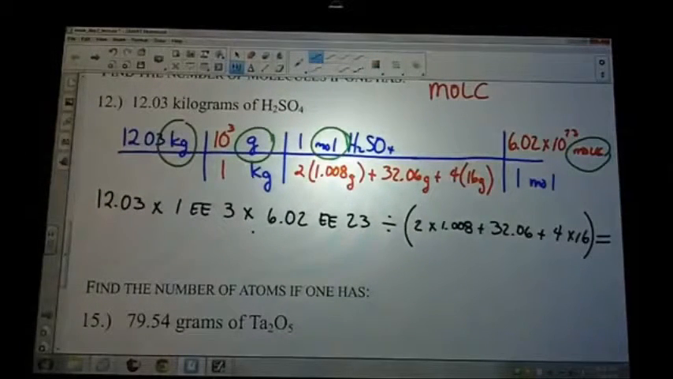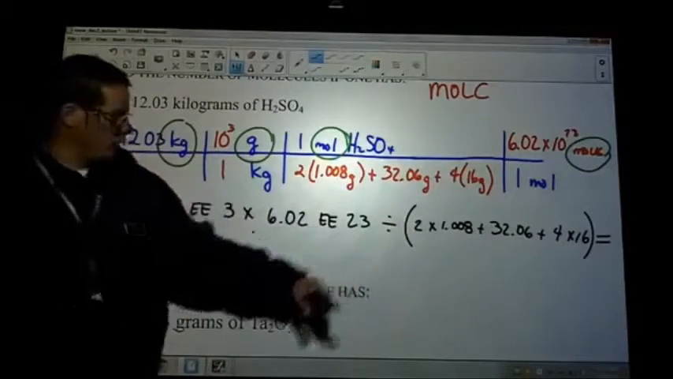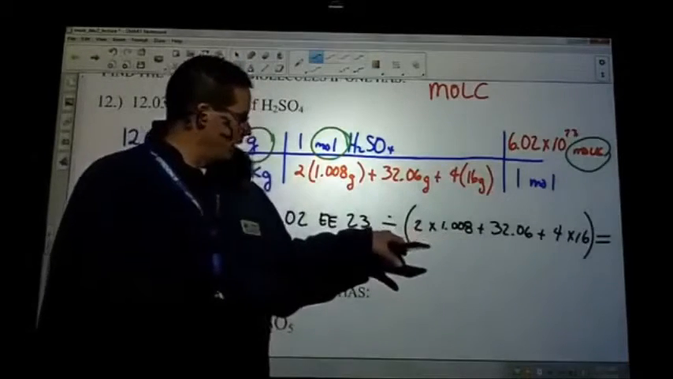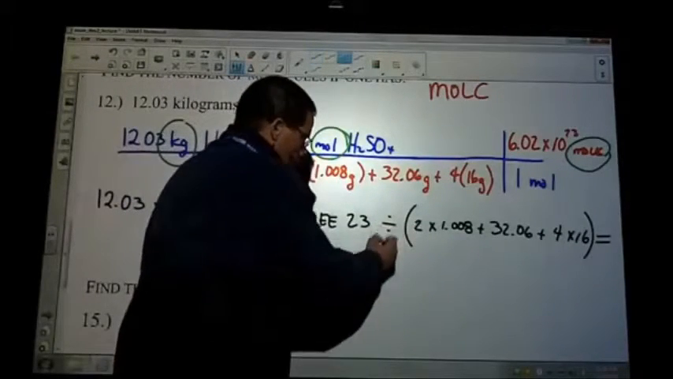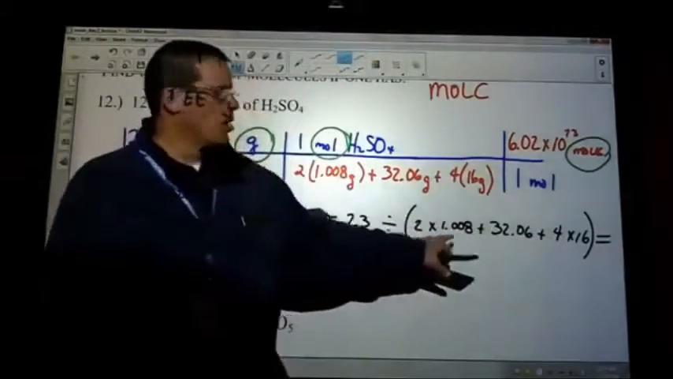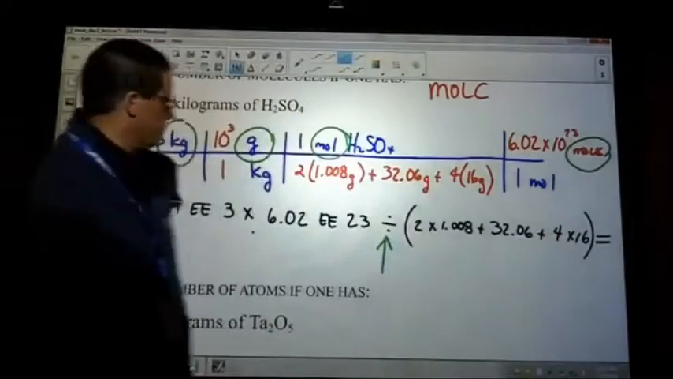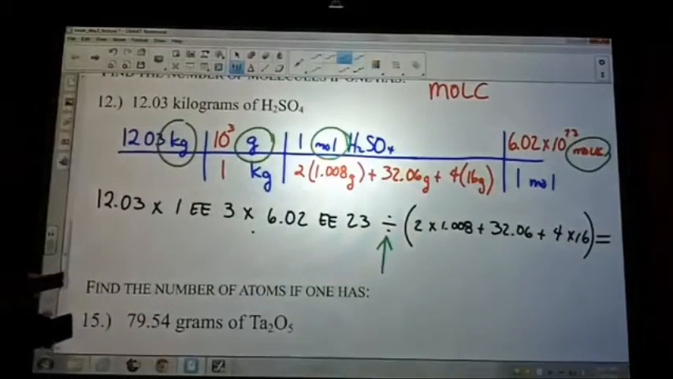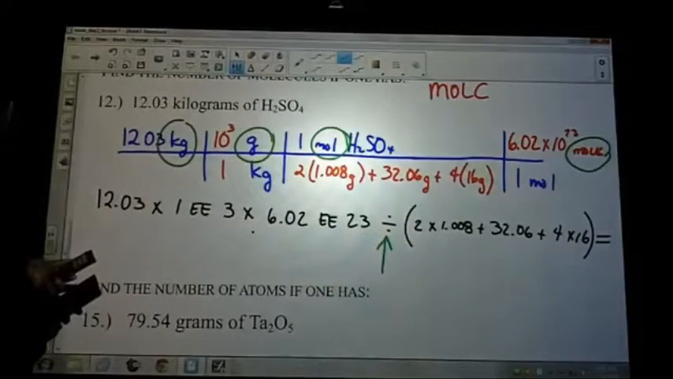Okay. So order of operation takes care of this, and then once we hit that divided button there, now we have to tell the calculator we're going to do some multiplication down here, but we want to take care of that first. Okay. Anybody get a number there?